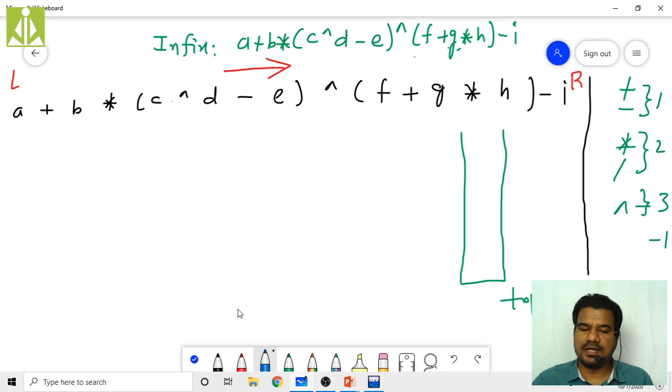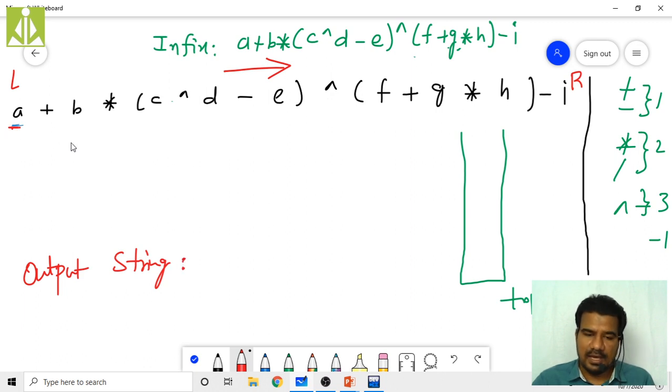First we have here A. What is it? A is an operand. So what we have to do with this A? Simply push it to the output stream. So here I'm taking one output string. A, as it is an operand, add it to the output string. A will come over here.